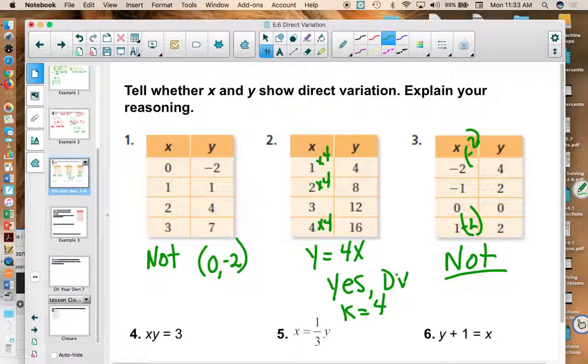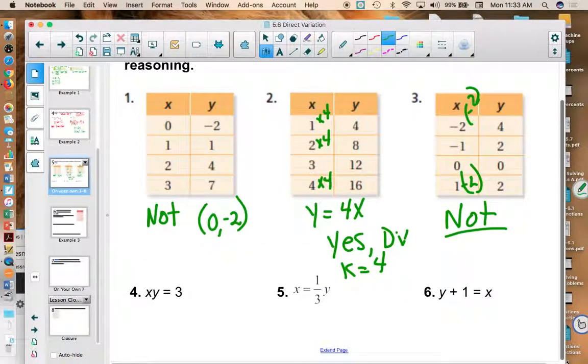It says, tell whether they show direct variation and then explain, and if so, then you have to find the K. So if they're not direct variation, are you going to have a K? No, because it doesn't exist. That's 1, 2, and 3. Now, 4, 5, and 6. What do you have to do with 4, 5, and 6?